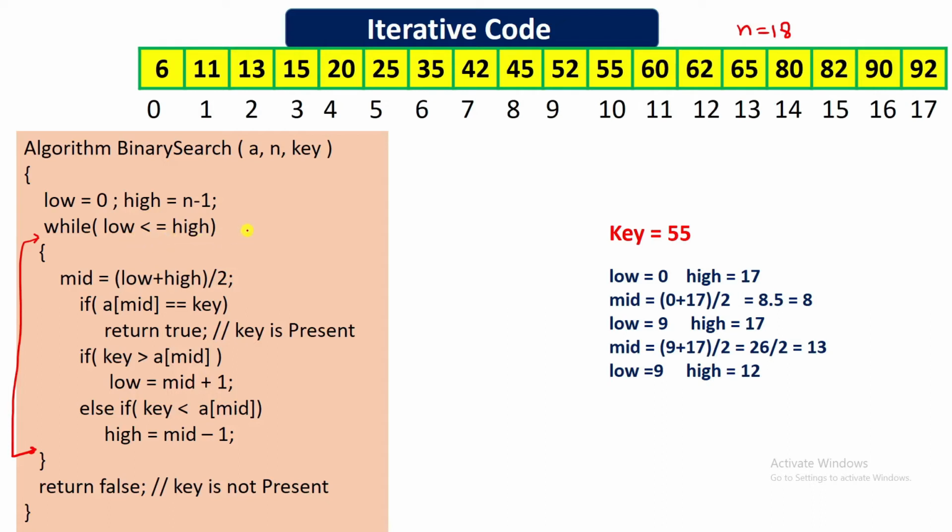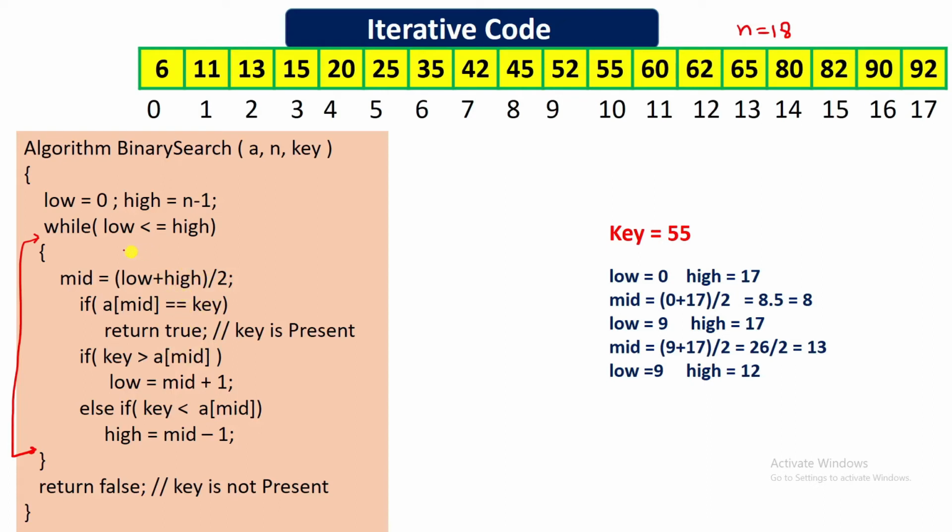Okay, as I have told you, when we were searching for 53, we reached a condition where low was greater than high. So when low becomes greater than high, that means your element or key is not present. Okay, but till the point low is equal to high or low is lesser than high, we can do this repeated task again and again. Okay, there is a possibility that our element will be present.